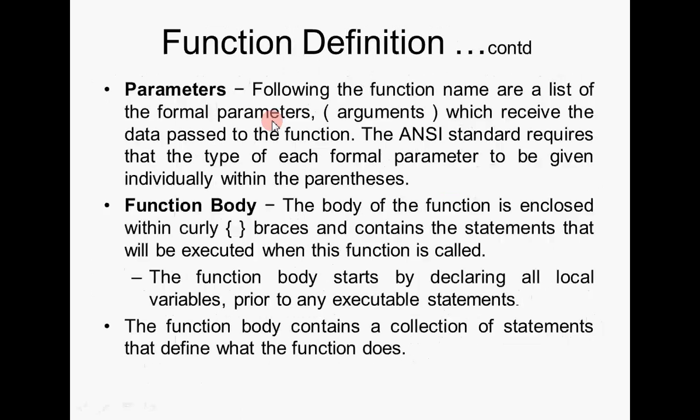The other part of the function is the parameters. Parameters are written after the function name in parentheses. These are also referred to as arguments. For standard C, each parameter must be specified by its type declaration, that is, which type the parameter will be. These parameters given after the function name are referred to as the formal parameters.